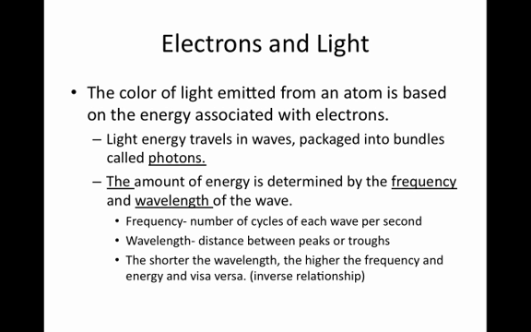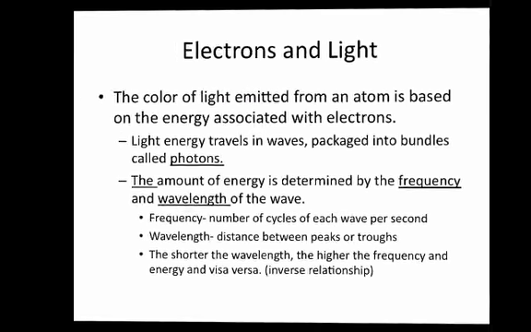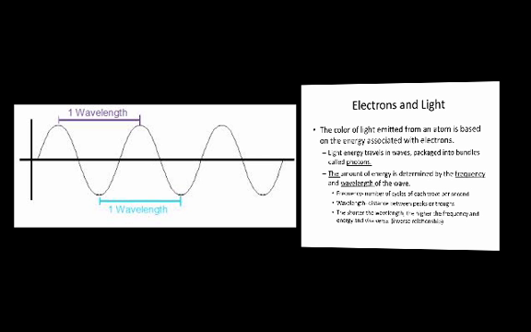And you probably remember that a wave has certain characteristics about it. First of all, the amount of energy is determined by the frequency and the wavelength of the wave. The frequency is the number of cycles of each wave per second. And so if the wave has more energy, it's going to have a higher frequency. If the wave has less energy, it's going to have a lower frequency. The wavelength is the distance between the peaks or the troughs.